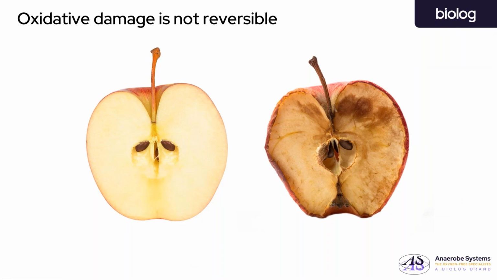Now, if you take that apple that you see here, you cut it open in the air and it turns brown, you put that back in an anaerobic environment or an anaerobic chamber, the brown doesn't go away. It's permanent oxidative reaction and damage to the media. Think of your media the same way: if it's made out in air and you put it into that anaerobic environment, there's permanent damage that's irreversible. The brown won't turn back. The media won't turn back.